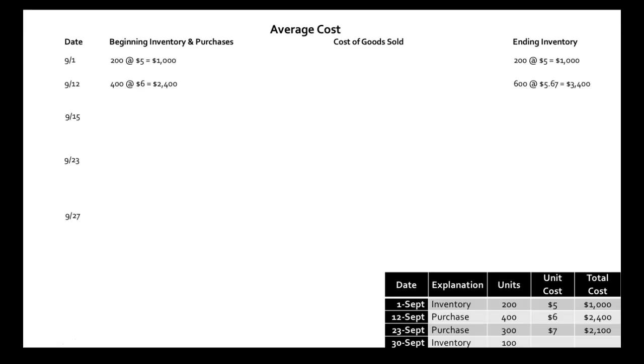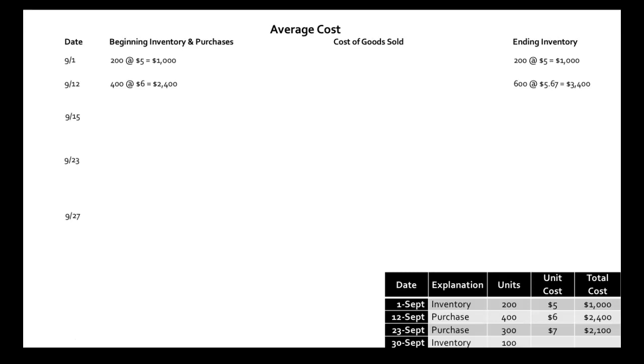Now, a check for you to make sure that you are doing it properly is that average cost has to be between the two amounts that you're averaging. So we're averaging inventory at $5 and $6. So if we got an average cost of $20, we know that something's up, right? We need that average unit cost to be somewhere between 5 and 6. So it's $5.67, so we're good to go.